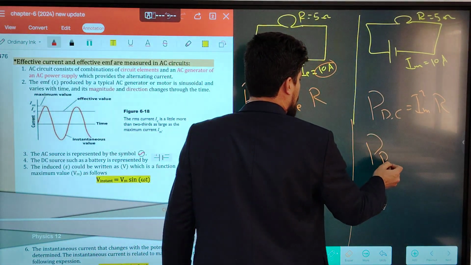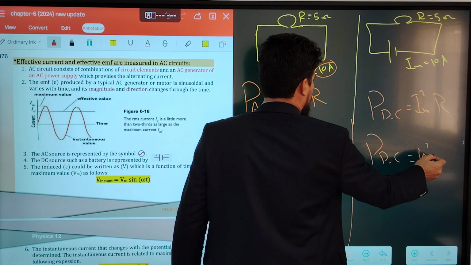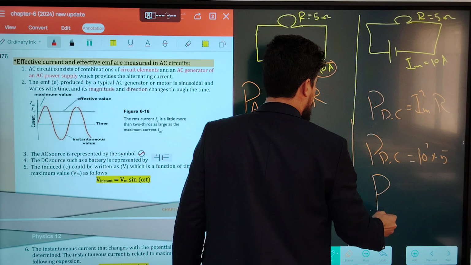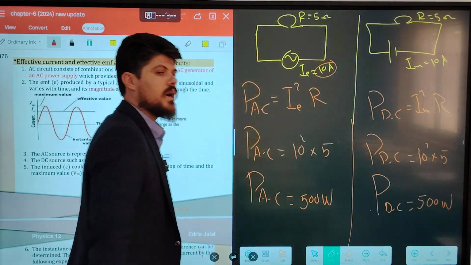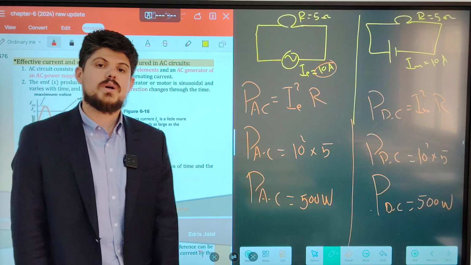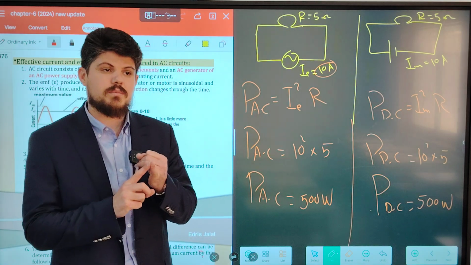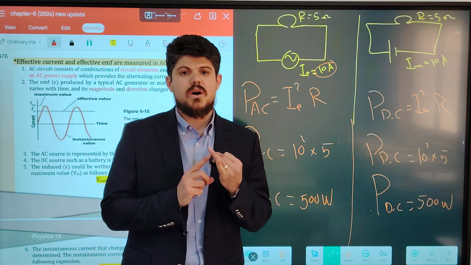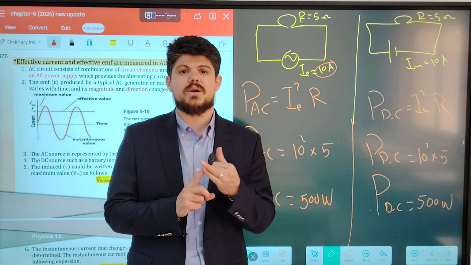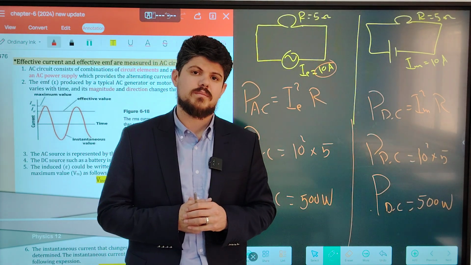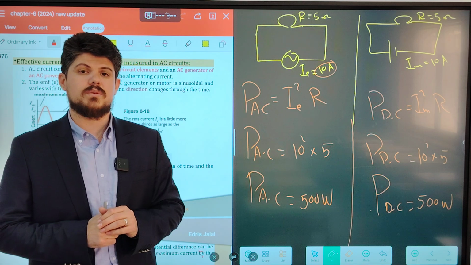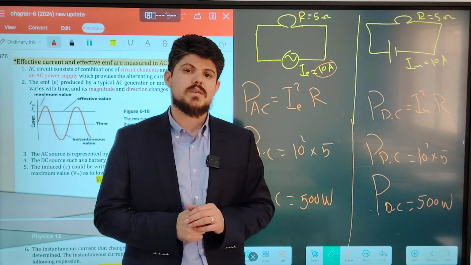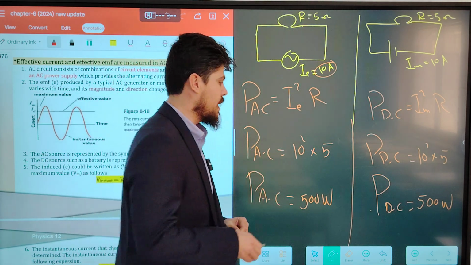For DC, the same thing. 10 squared times 5. Power DC is equal to 500 watts. Which one has more power dissipation? Maximum current 10 ampere in DC or effective current 10 ampere in AC? Both the same. But if the maximum currents for both circuits are given, which one has more power dissipation? Absolutely the DC power.